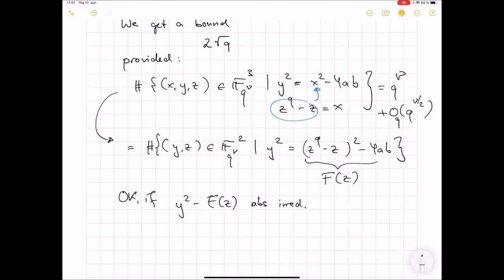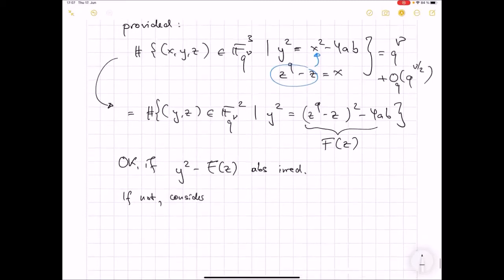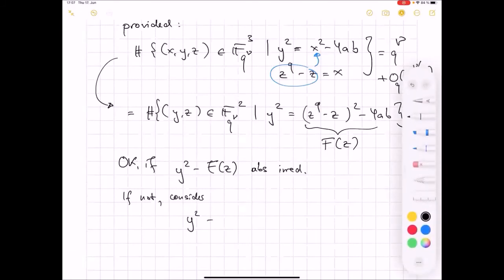All right, is this the case? Well, if it was not absolutely irreducible, then, I mean, absolutely irreducible is a property that is only interesting over the algebraic closure. So I can factorize F of z. So if not, then consider y squared minus, yeah, okay. Well, let's do it differently.